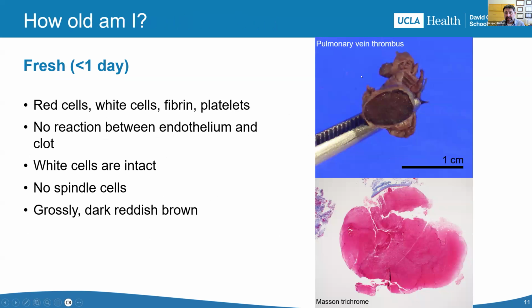Here's a fresh clot. You can see this is a pulmonary vein thrombus. Here's a Masson trichrome showing you that it's pretty homogeneous, red cells, there's white cells, fibrin, and platelets. There is no reaction between the endothelium of the vessel and the clot at this point. The white cells are intact, and you don't see any spindle cells in there. And grossly, it's a dark reddish brown like you see here.